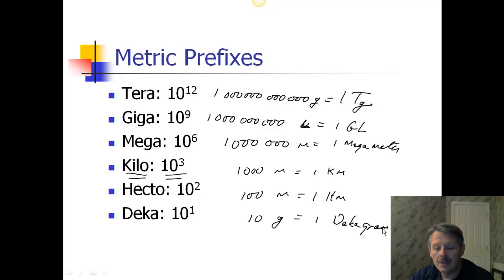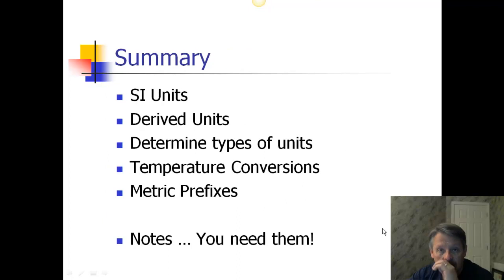Okay, so the summary here is SI units, derived units. When you look at something and it says cubic feet, you should realize that's volume. We did temperature conversions, specifically between Celsius and Kelvin. We do not need to worry about Fahrenheit. And I showed you a bunch of metric prefixes, which we're going to use in our next podcast.